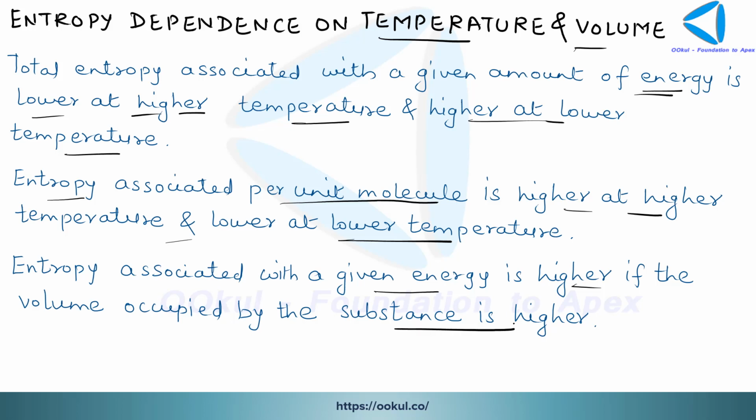And the entropy associated with a given energy is higher if the volume occupied by the substance is higher. So you can remember these 3 points: total entropy associated with a given amount of energy is inversely proportional to temperature, lower at higher temperature, higher at lower temperature. Entropy associated per unit molecule is directly proportional to temperature, higher at higher temperature, lower at lower temperature. And entropy associated with given energy is higher if the volume occupied by the substance is also higher.